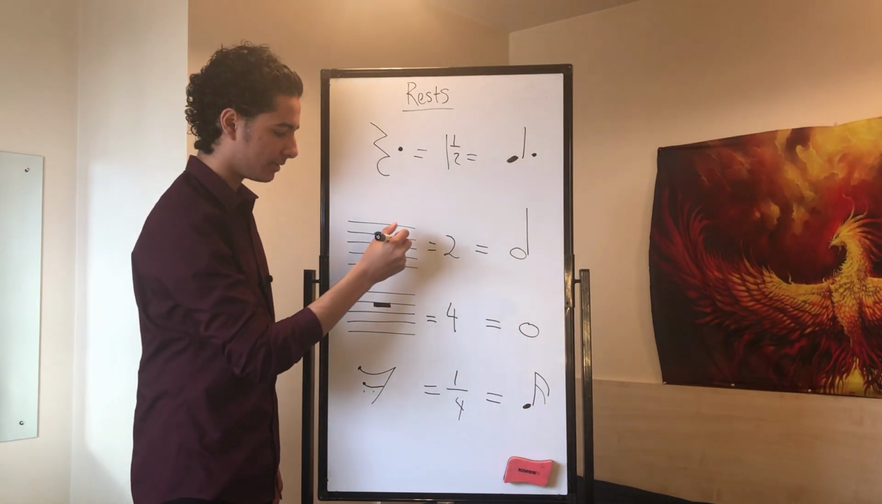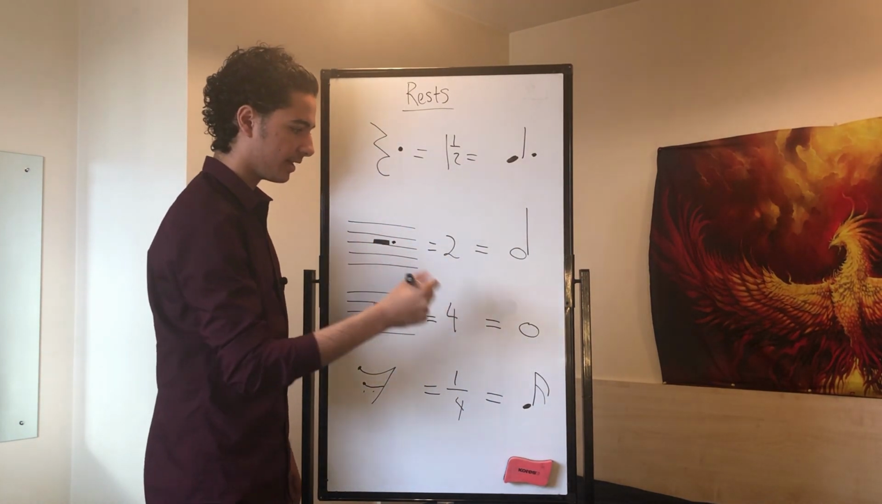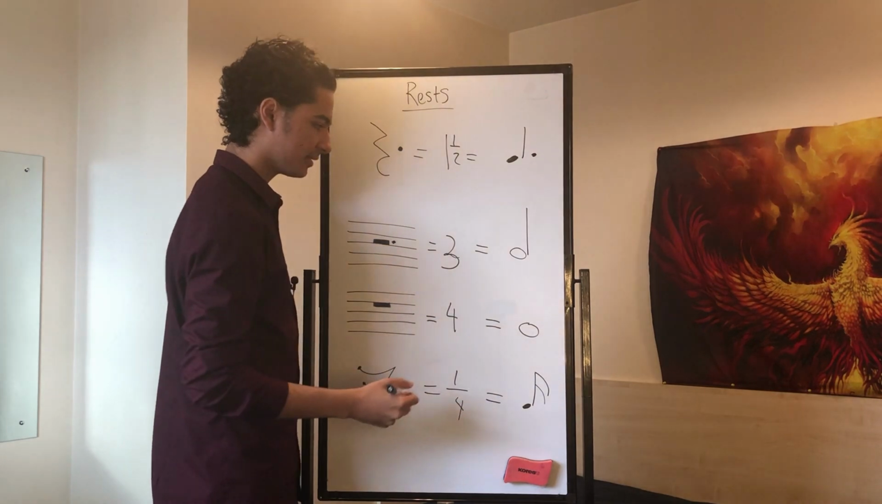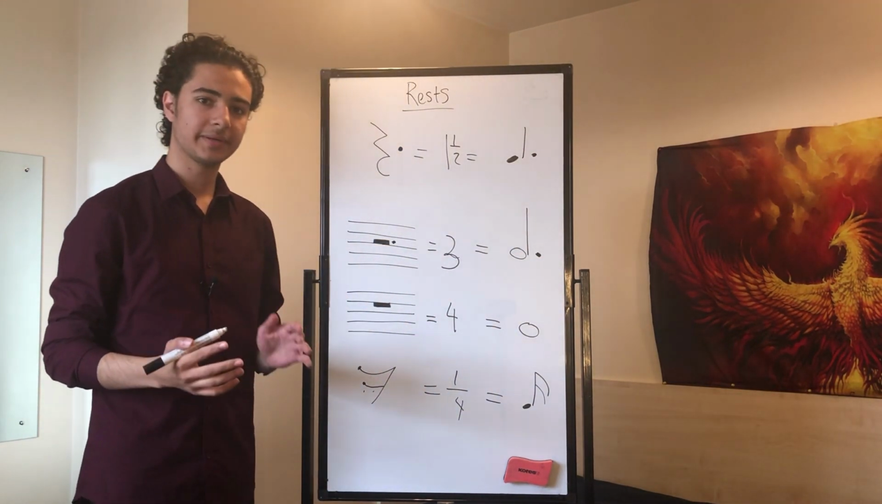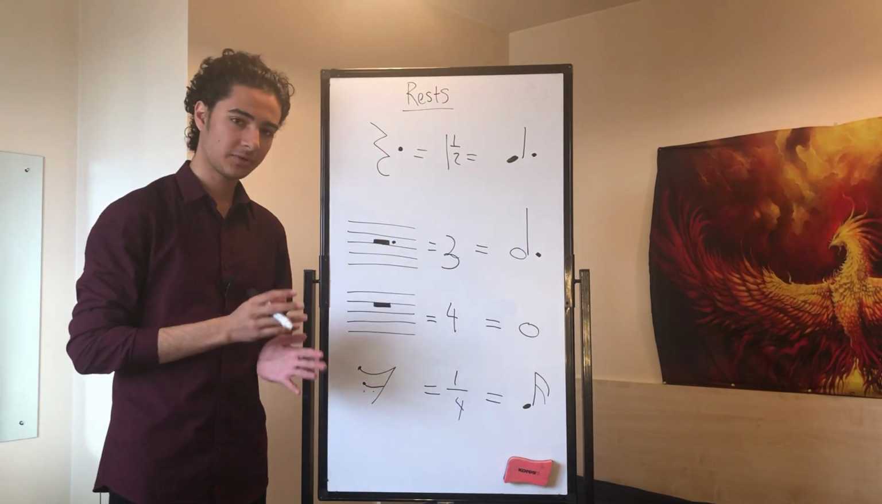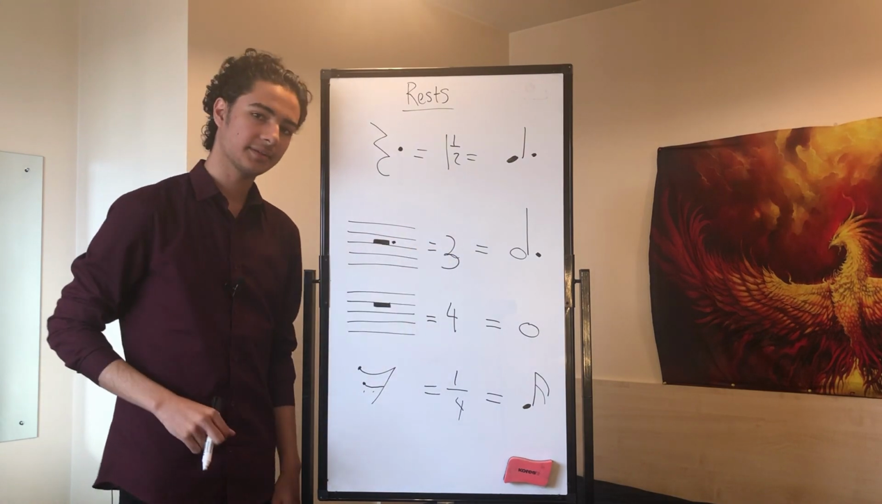If we had a dotted minim rest, for example, that would actually turn into 3 beats, which would be the same as a dotted minim. Because half of a minim is a crotchet, that's why it's going to turn into 3.